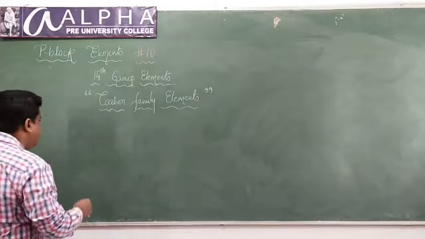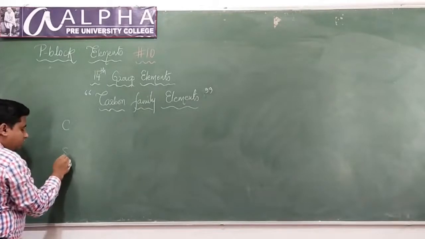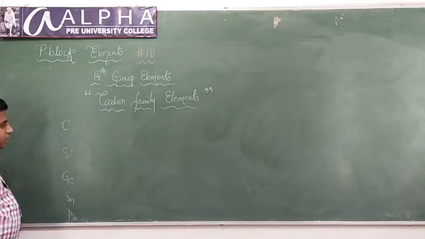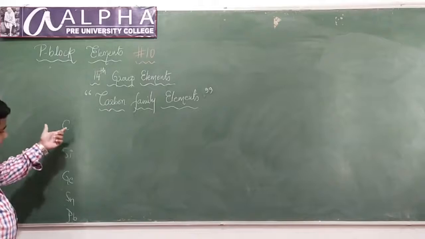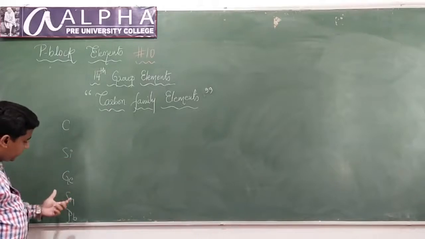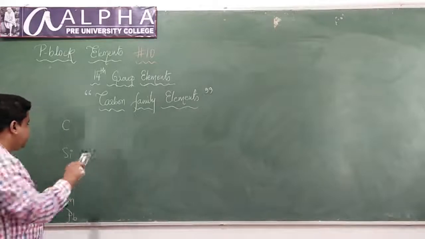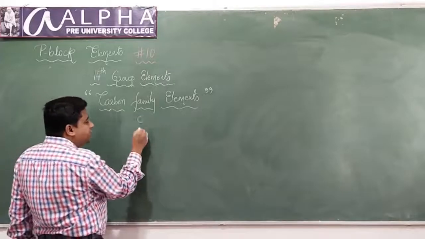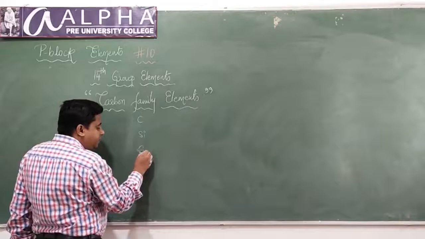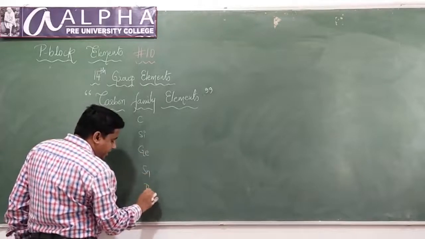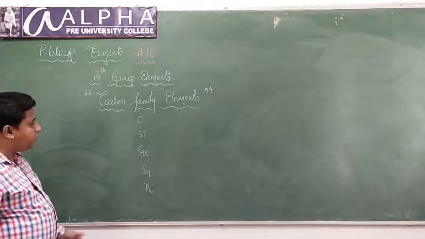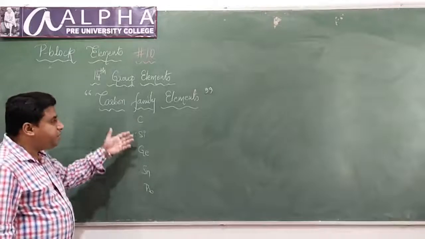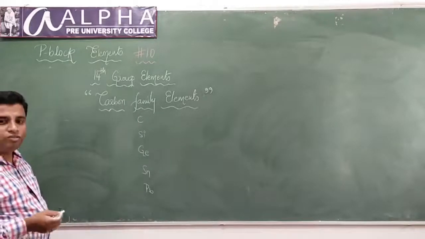Which are the elements of the carbon family? In the carbon family we have carbon, silicon, germanium, tin and lead. I'm going to write it here so that it will be visible properly. These are the elements of the carbon family.